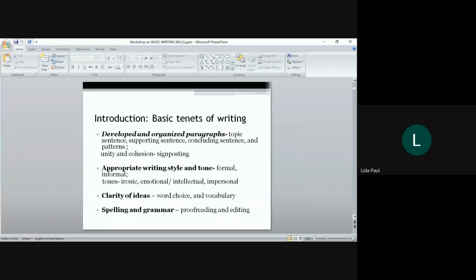Right. So develop and organize paragraphs. So what do you think would be the difference between the development and organization of a paragraph? Any idea how they are going to be different? So development should be clear, right? By development, we basically mean that we are talking about putting things together. What are the components that you require to build a paragraph, which we'll see in a short while.